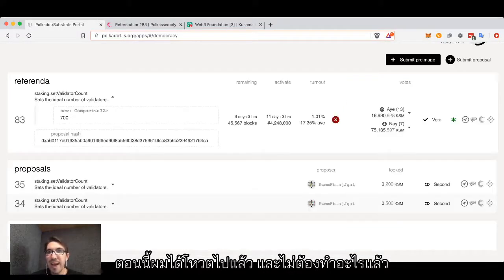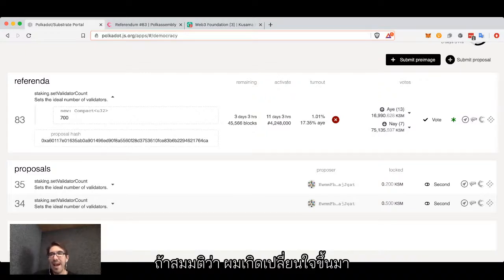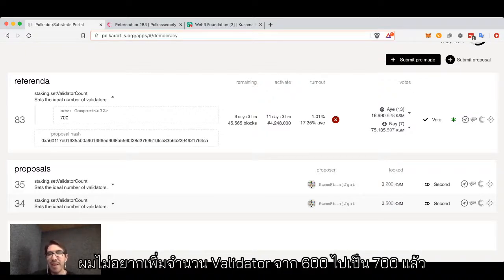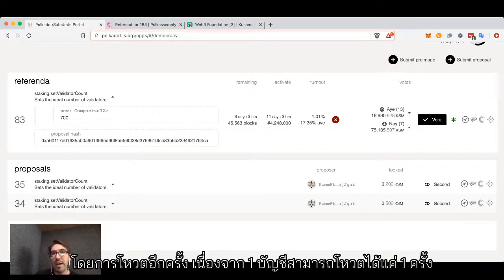But let's say that, so now I have voted and I don't have to do anything else from this point, and my vote will be counted. However, let's say that I have a change of heart. I decide that, you know what, really I do not want to increase the number of validators. It should say 600 and not 700. As long as there is still time remaining in the voting period, then I can change my vote simply by voting again.